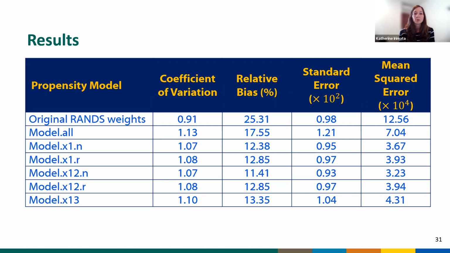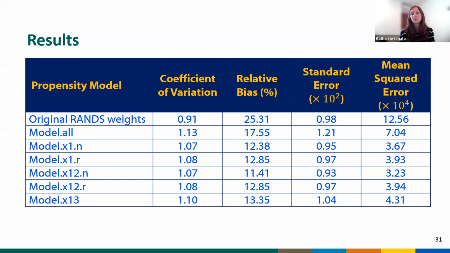So the first line reports using the original RANDs weights. So this is our panel weights from RANDs without any adjustment. And you can see that compared to the NHIS, we have a relative bias of 25%. When we use a propensity score adjustment to adjust the weights and include all possible variables, so this was all of our main effects and all pairwise interactions, as recommended by literature, we can see that we do have an improvement in the estimate. So our relative bias decreases to about 17.6%.